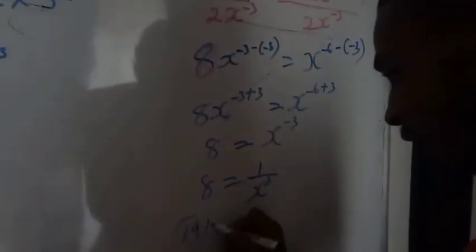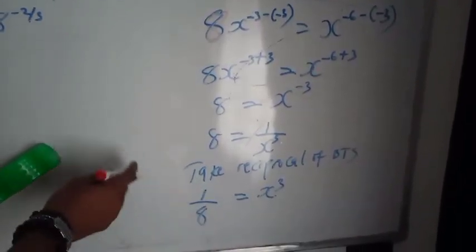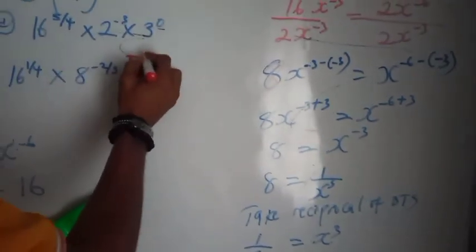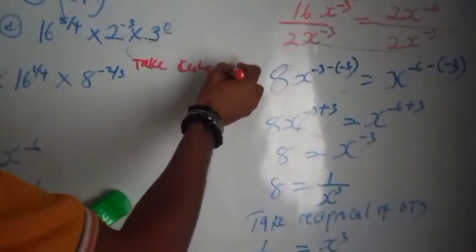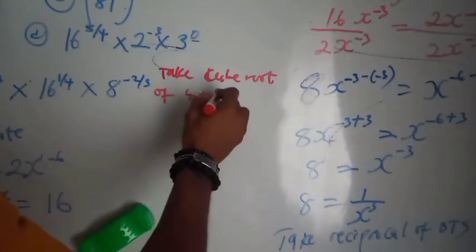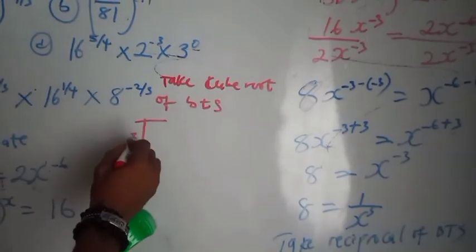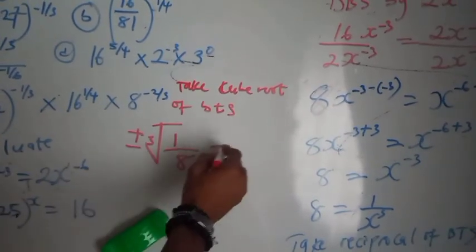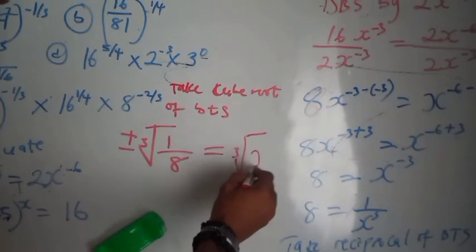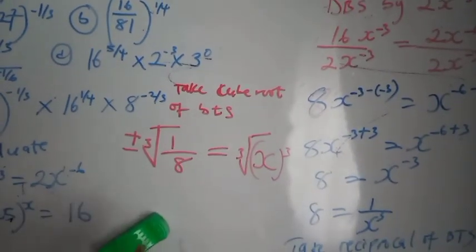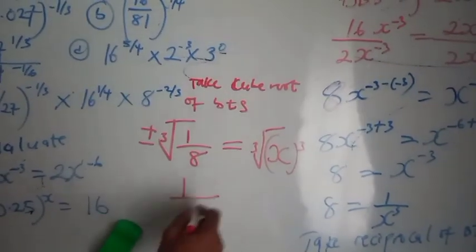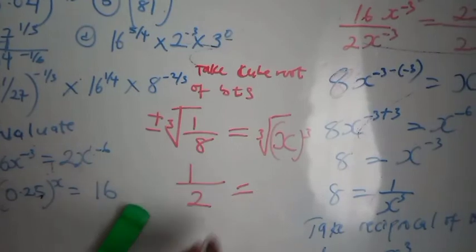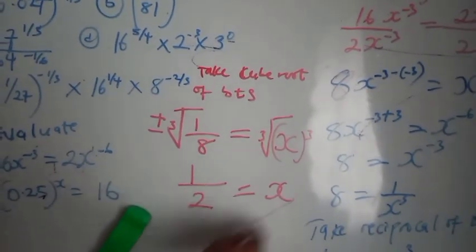Take the reciprocal of both sides. Let's take the cube root of both sides. Which is the cube root of 1/8 equals the cube root of x to the power 3. The cube root of 1/8 is 1/2, equals x. This is the final answer.